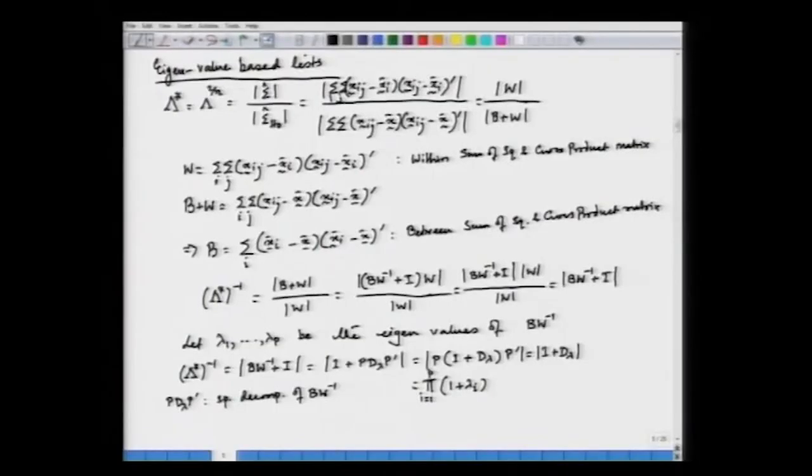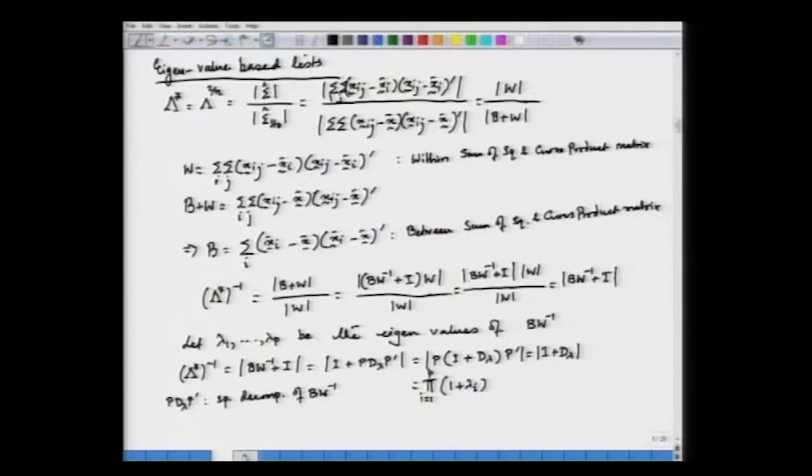So, this is now my value of the Wilks lambda statistic, and I can form my test criteria based on this value. So, that is why it is called the eigenvalue based test, because the whole thing boils down to eigenvalues of the matrix B W inverse. Okay. So, let us list down a few tests which consider the statistics in this form.